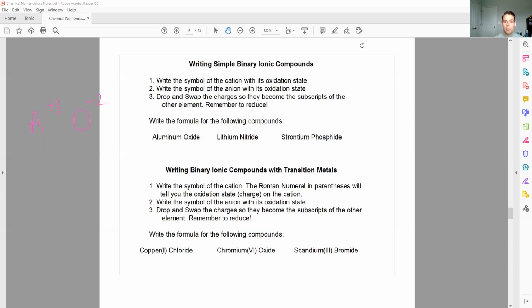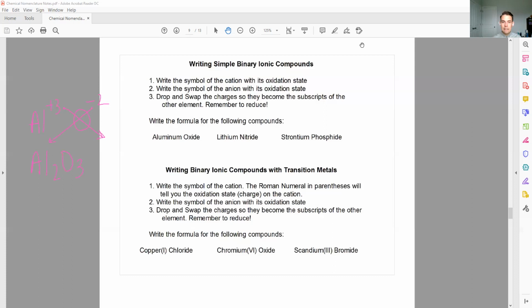It's important to note that the positive thing always goes first and then the negative thing. And so what I mean by drop and swap, this charge, that 3 coming down here, this is coming down here. So my formula for aluminum oxide is Al2O3.